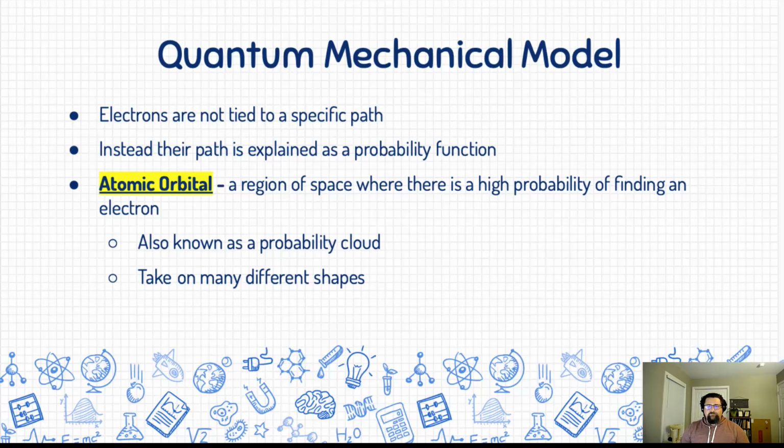There's a high probability that in this area we can find an electron. But that's it, a high probability. And so we know these as probability clouds or orbitals, which have different shapes.